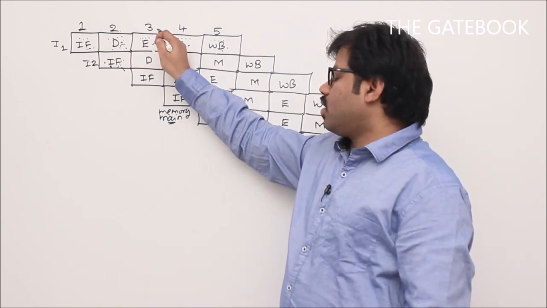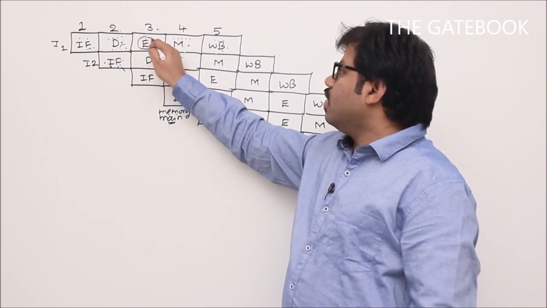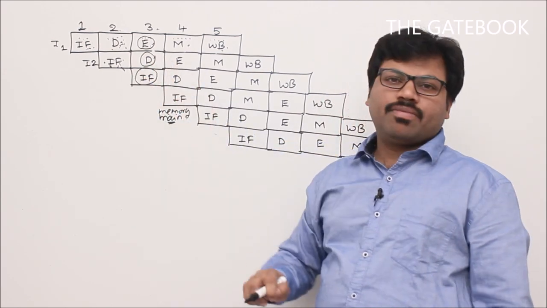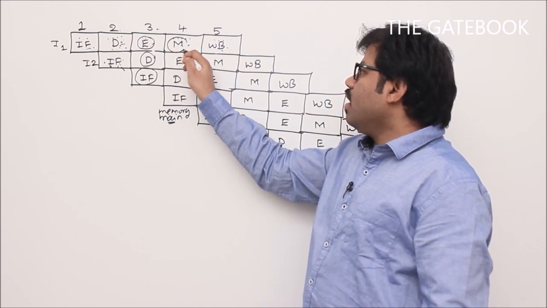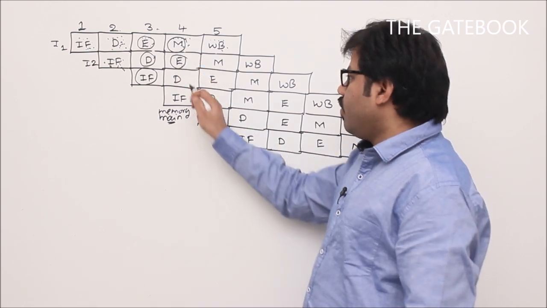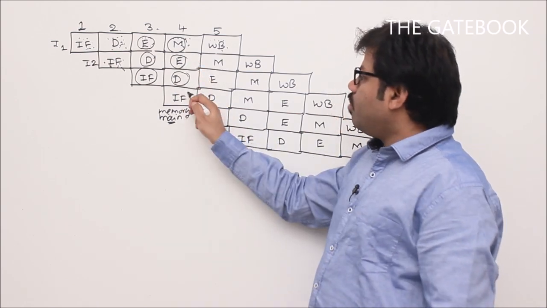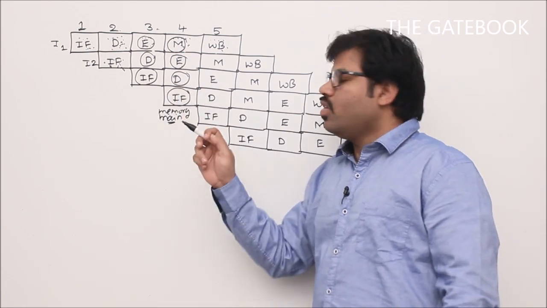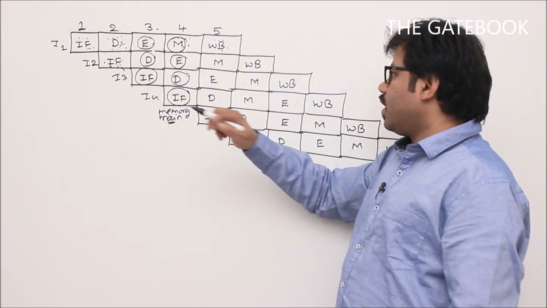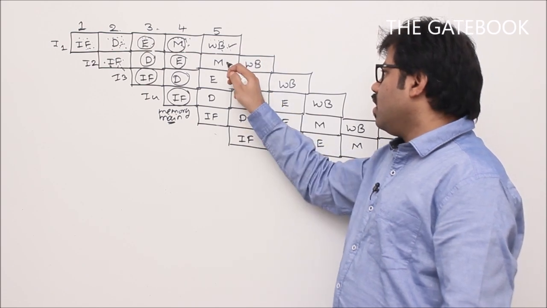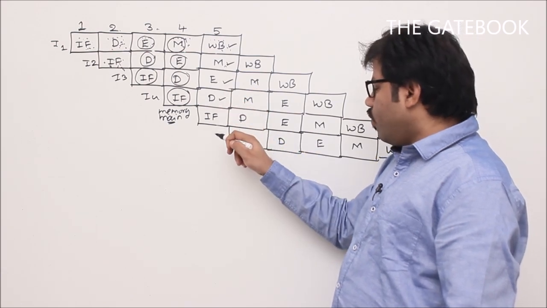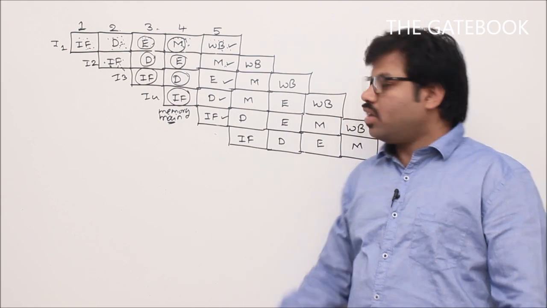Now in the third clock cycle, we execute the first instruction, decode the second instruction, and fetch the third instruction. In the fourth clock cycle, we access memory for instruction 1, execute the second instruction, decode the third instruction, and fetch the fourth one. I can continue like this. In the fifth clock cycle, write back of the first instruction, memory access of the second, execution of the third, decode of the fourth and fetching the fifth are possible simultaneously.